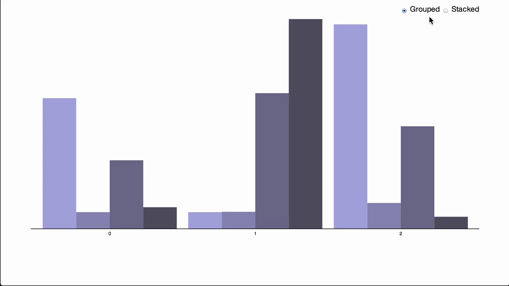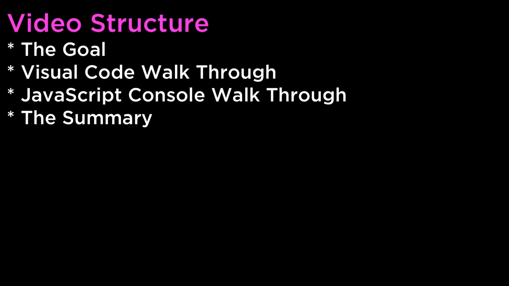And with that, we have covered using the information from all prior videos to create a dynamic data visualization which allows the user to change the representation of the data from a stacked bar chart to a grouped bar chart. We use HTML form radio buttons, the D3 stack layout, and various transitions to change from one representation to another. The summary. This video covered the goal, visual code walkthrough, JavaScript console walkthrough, and the summary.